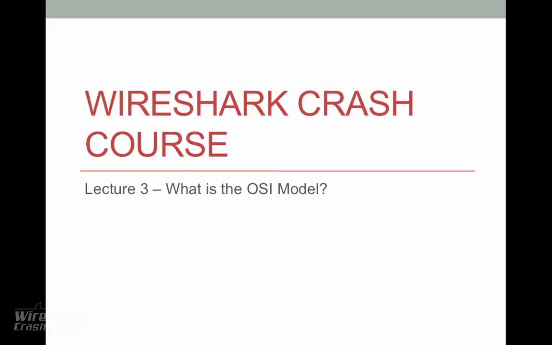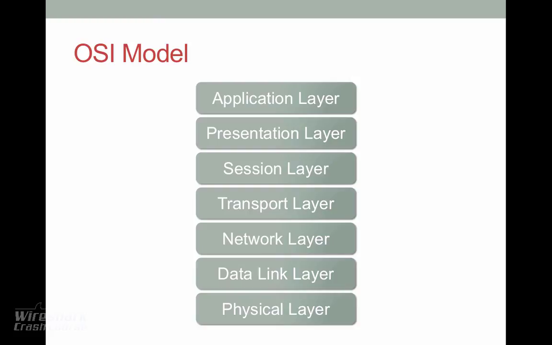In this lecture, I'll give you an overview of the OSI model and how it relates to Wireshark. The Open Systems Interconnect, or OSI model, is a way to visually depict how data is transferred across networks and how applications send communication from one node to another. The OSI model includes 7 layers. These 7 layers operate in order, meaning that data travels from the application layer to the physical layer, or vice versa, depending on the direction of the data flow.